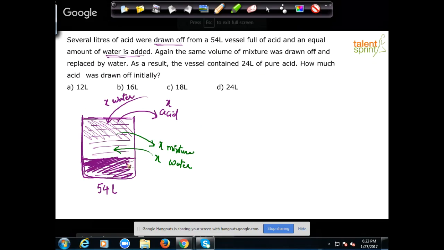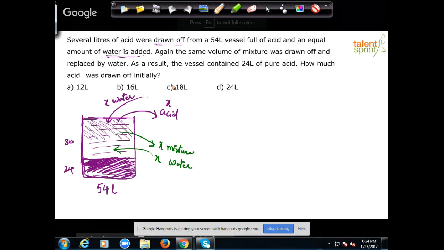Finally, there is only 24 liters of pure acid. So if 24 liters is pure acid, how much is water? Only 30 liters is water. So 24 and 30 is the combination. So 24 liters and 30 liters. Now, what do we have to find out? How much acid was drawn off initially? So basically this X is what we need to find out.